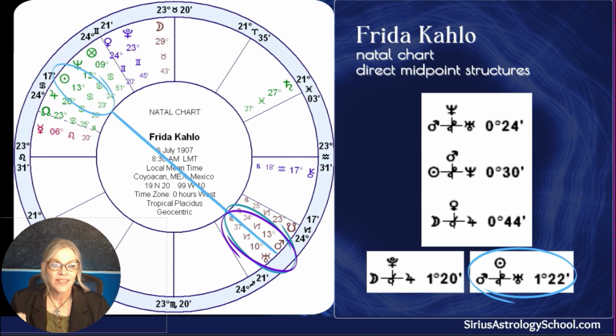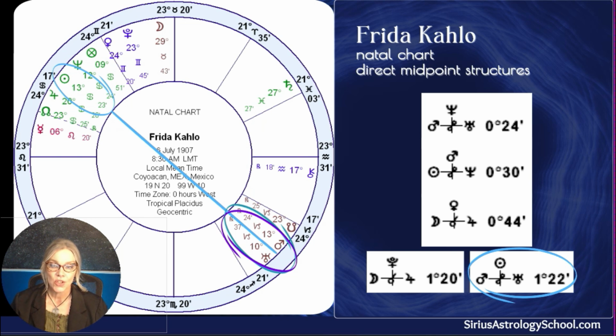She also has the Sun at the Uranus-Mars midpoint. And that is 1 degree and 22 minutes. Now that's a little stronger than I would get super excited about if it was just one thing. But the thing of it is that it has the Sun and Mars in it, right? So if you remember when I laid out the guidelines for us, we're looking for midpoint structures that have 2 of the same planets in them.